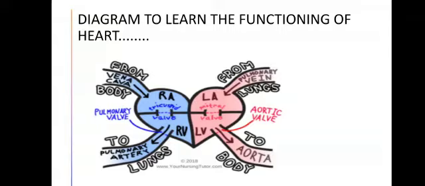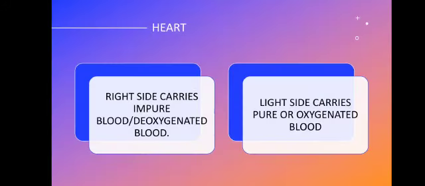From the left ventricle, it goes to the aorta. Through the aorta, it goes to different parts of the body. So what is this aorta, do you know? This is the biggest blood vessel present in the body. So once again, I will tell: the right side carries which blood? Impure blood. The left side carries oxygen-rich blood.